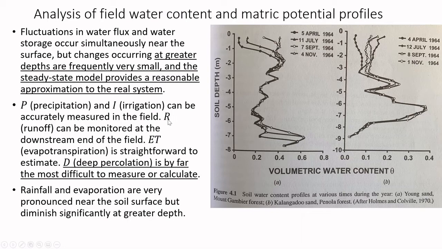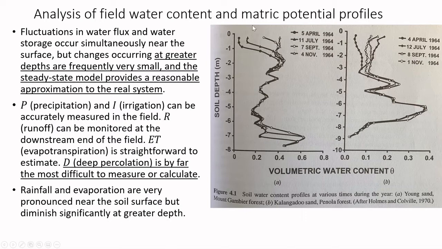So if you have water flowing out from the field, you can take that as runoff, and the evapotranspiration is straightforward to estimate. But the deep percolation is by far the most difficult to measure or calculate. And the rainfall and evaporation are very pronounced near the soil surface, but diminish significantly at greater depth.